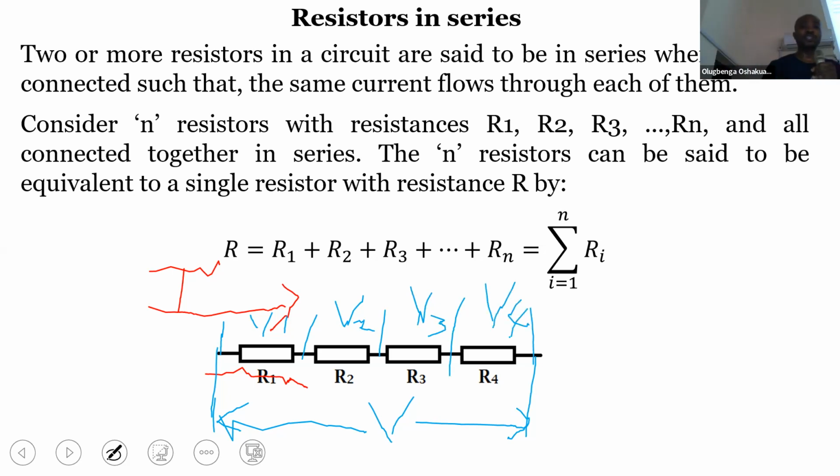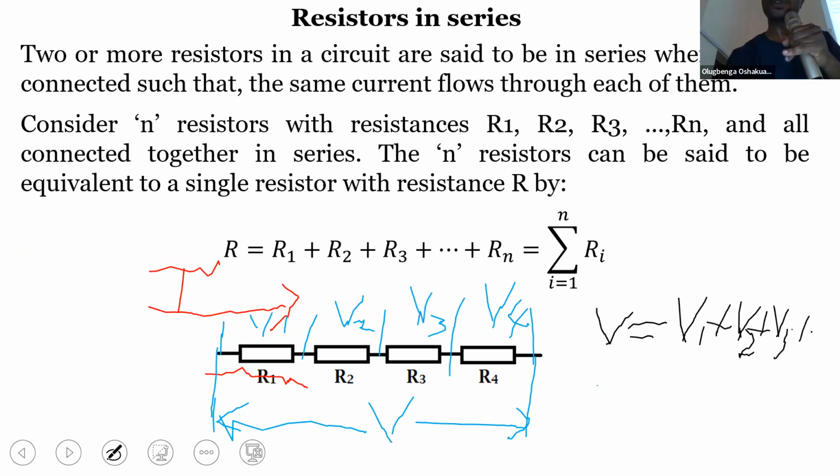So what this is telling us is that when circuit elements are in series, it is not compulsory that the voltage across each of them will be equal. They can be different. But what unites them is that the V that is across R1 to R4 is equal to V1 plus V2 plus V3 plus V4.